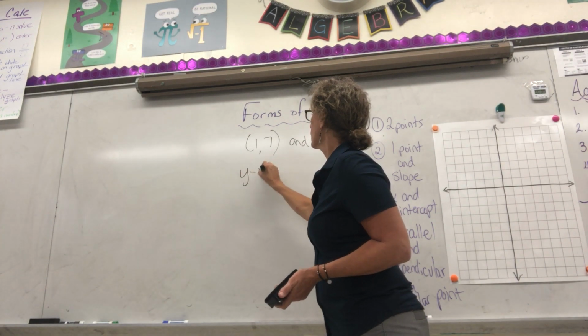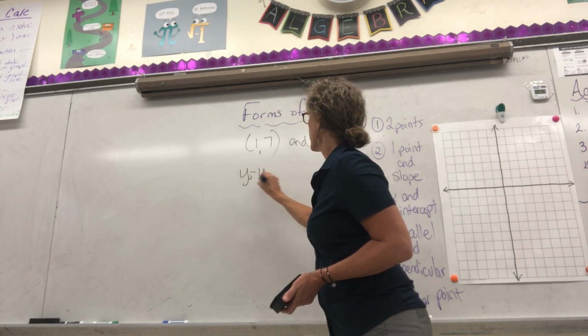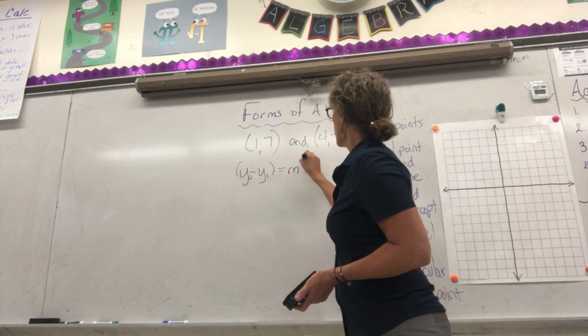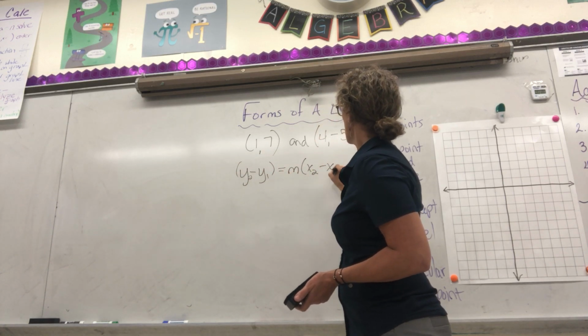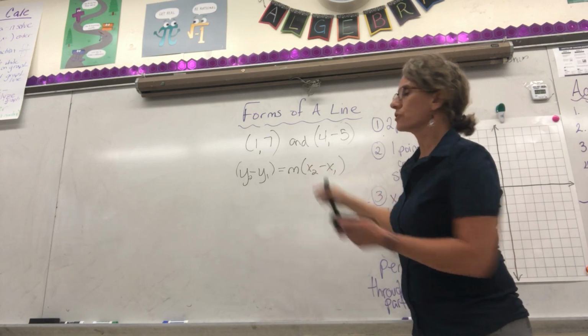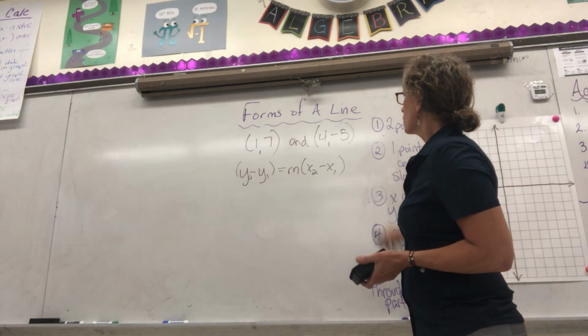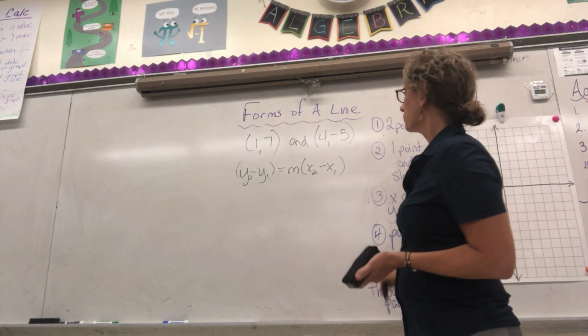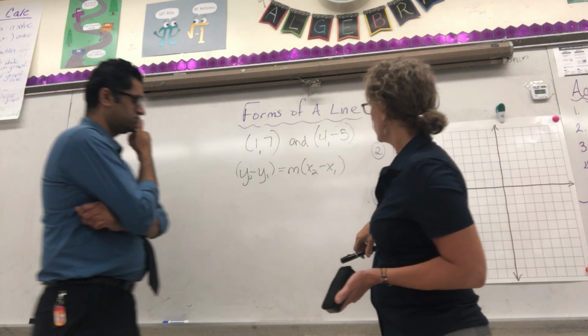Again, remembering the y's. In this case, I'm going to put y sub 2 minus y sub 1 equals m, x sub 2 minus x sub 1. And I'm going to basically just throw them in the formula right now. We're going to put them in. We're going to solve for a slope value. So let's label which points.